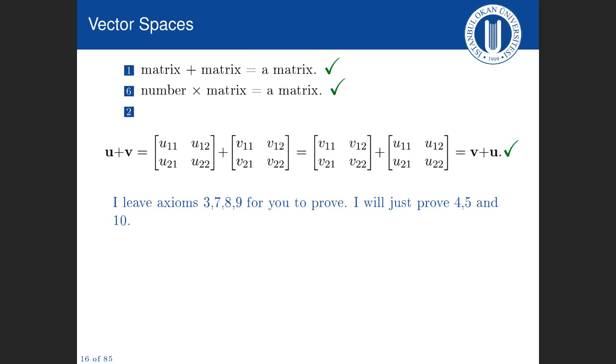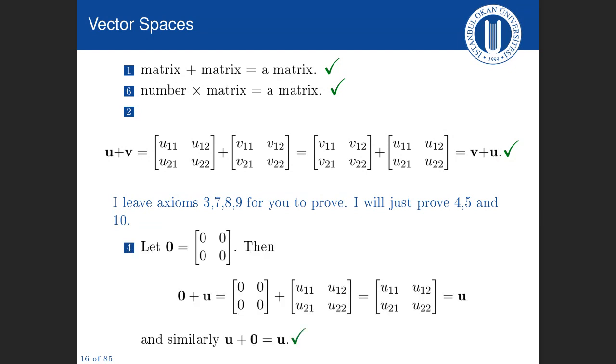Axioms 3, 7, 8, and 9, I'm going to leave for you to prove. I'm just going to prove 4, 5, and 10. So let's assume that you've proven 3, 7, 8, and 9. Axiom 4 was the existence of a zero vector. Here we'll just let 0 be the zero matrix, because then if we do the zero matrix plus any 2 by 2 matrix U, we just get U.